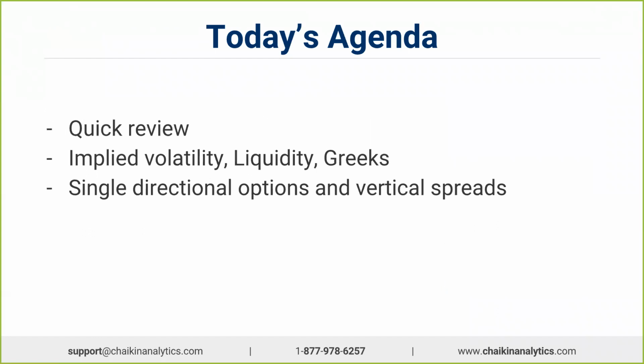So today we're going to do a quick review of what we did last week. And I mean, quick. Then we're going to do implied volatility, liquidity. We're going to talk about the Greeks. After we go through all of that, we're going to get into single directional options and vertical spreads, both debit and credit. We'll talk about what counts as a wide spread, and we can look at some. And we'll talk about why you would want to put a spread more narrow or farther apart, whether it is a credit or a debit. So we will get into all of that.